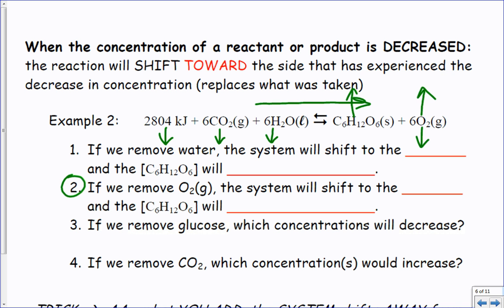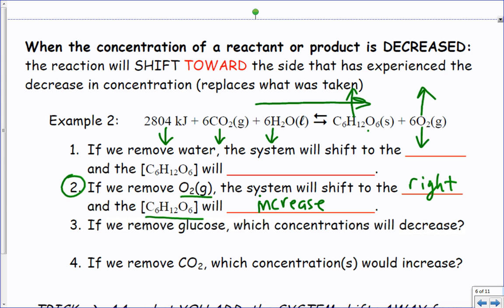Sorry, I forgot the kilojoules. That's heat. So now let's reread the question. If I remove O2, the system will shift to the right. That's the big arrow I drew. And the concentration of glucose will, where is glucose? Glucose is here, and I drew an up arrow. So glucose will increase.